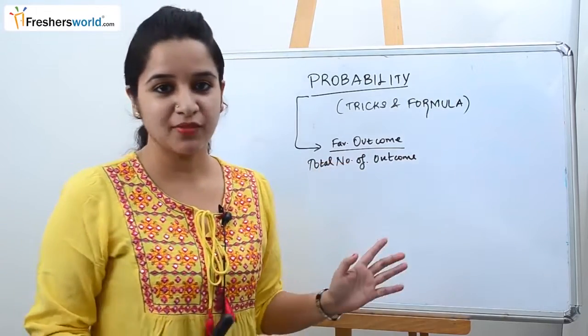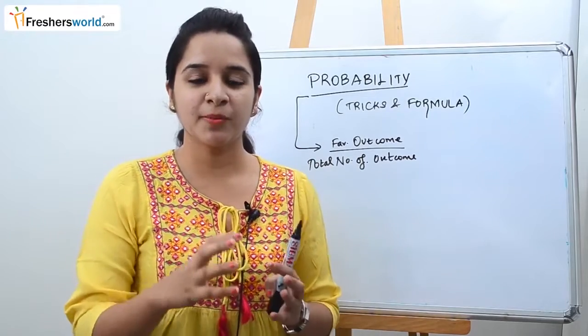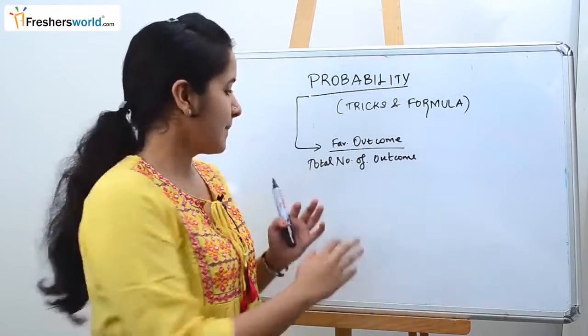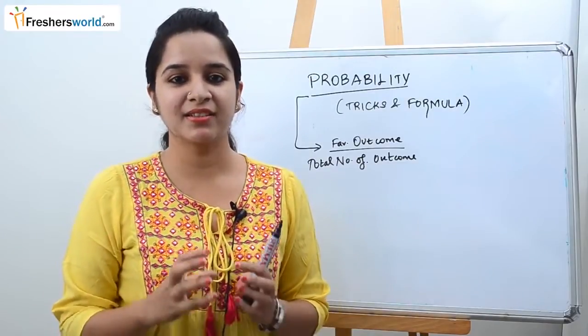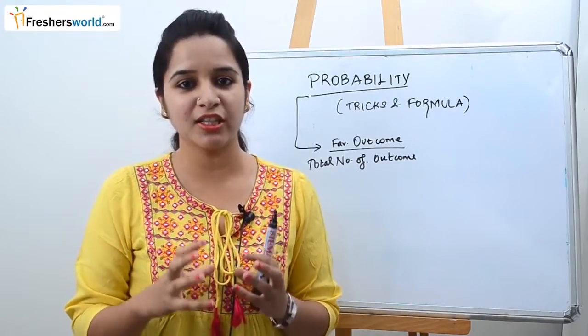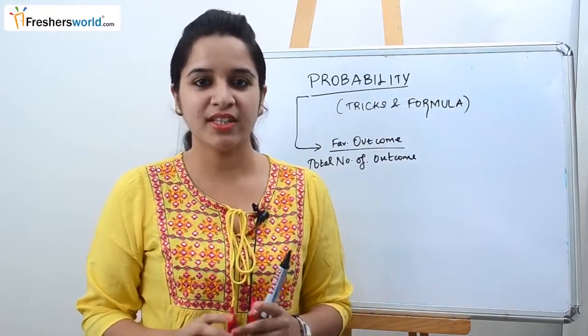So this is the basic formula. The numerator has the favorable outcomes, depending upon the question that you've been asked, divided by the total number of outcomes. There are 6 basic tricks and formulas one must definitely know to crack any sums that you face in an exam. So let's get started.